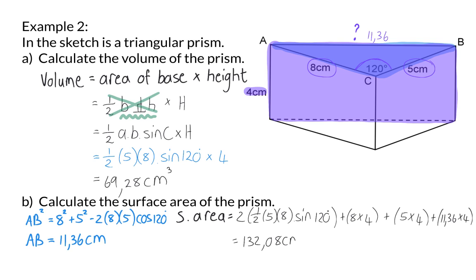132,08 centimeters squared. So, at the end of this chapter, you need to make sure that you know every single formula for surface area and volume, and that you understand them so that you can adjust them when necessary. And then you also need to remember that sometimes you will have to apply your trig rules.